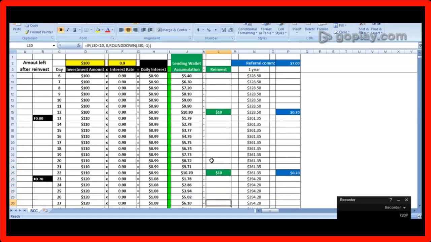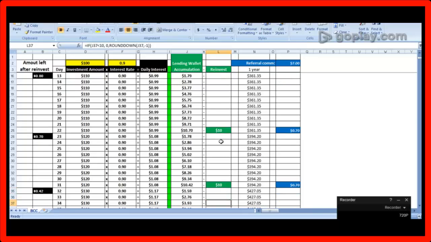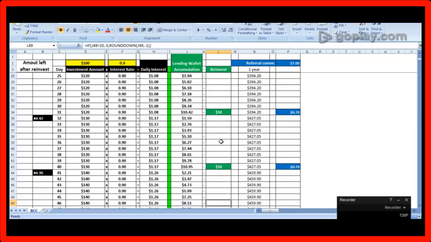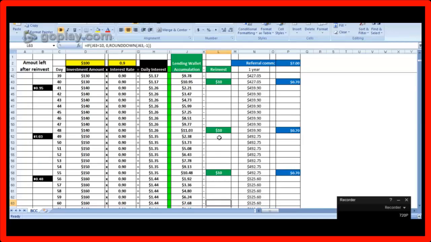So just to show you, after 1 month, your initial investment now will be $120. You'll be getting $1.08 per day. It starts out slow, you could see, but it does start to grow. As I move down here, you'll see these $10 reinvestments keep happening, and they're starting to get closer together.